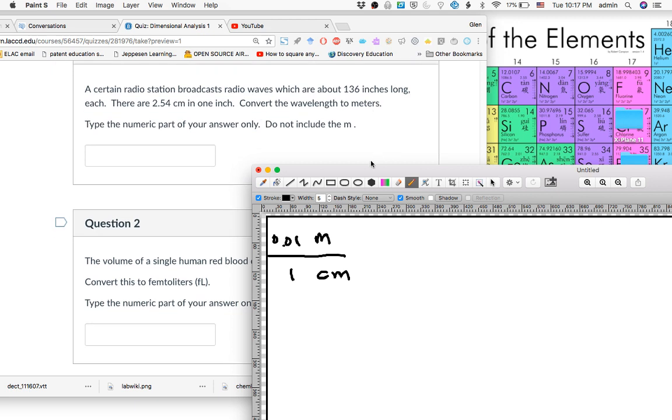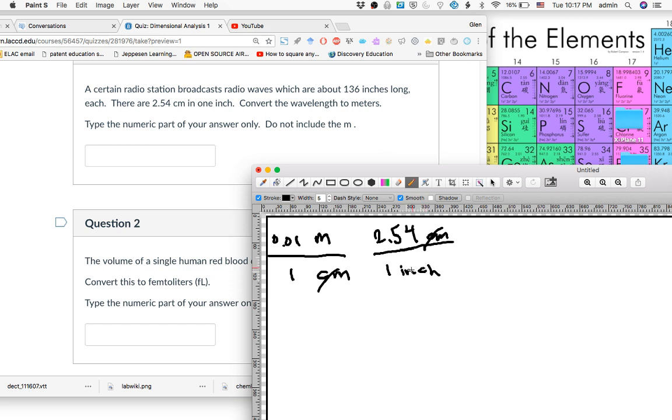Then I need to get rid of the centimeters because I want meters, not centimeters. I had to put this here in order to relate meters to what is given in this problem. Now, what have I got that's centimeters? I've got 2.54 centimeters. So if I put 2.54 centimeters up here, I'll be able to cancel centimeters out. But I need to relate this to something else in this problem: 2.54 centimeters in 1 inch.